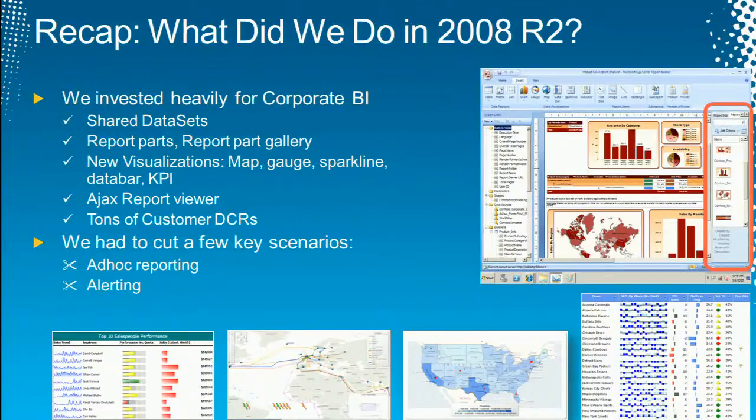So the 2 key scenarios that we had that we didn't get to in 2008 R2 were ad hoc reporting and alerting.